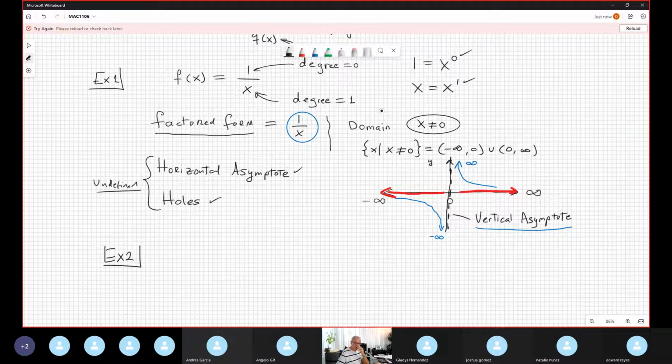Example 2. In example 2, let me call the function a different name. The name of the function of example 2 is g, and we have 5x squared divided by x squared minus 5x plus 6. Okay, this is given in the problem at the beginning. And you see it's the division of polynomials. Actually, the polynomial on the top is not a polynomial, it's a monomial.